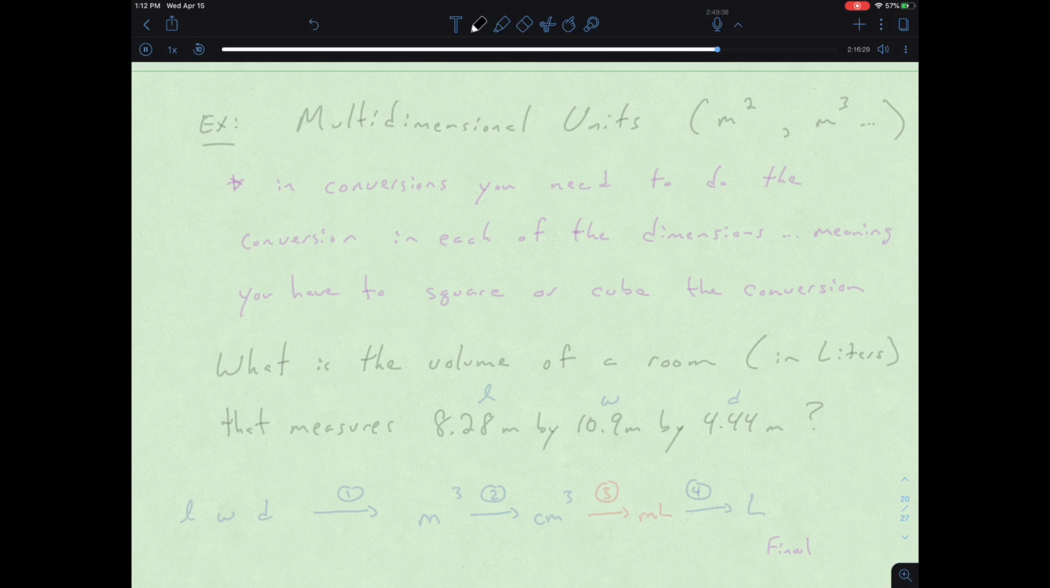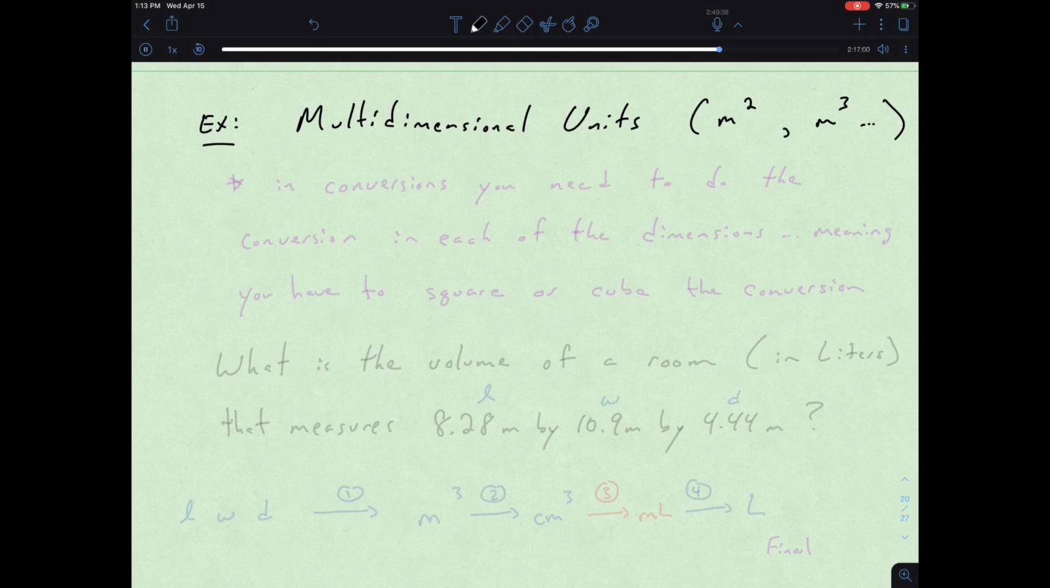This example gets into now multi-dimensional units. Then we can think of multi-dimensional units as meters squared, meters cubed, etc. As far as not just seeing meters, but actually 2 sets of meters or 3 sets of meters.